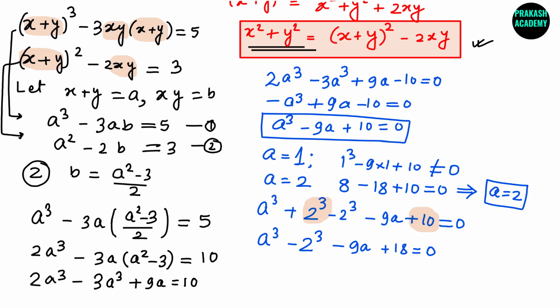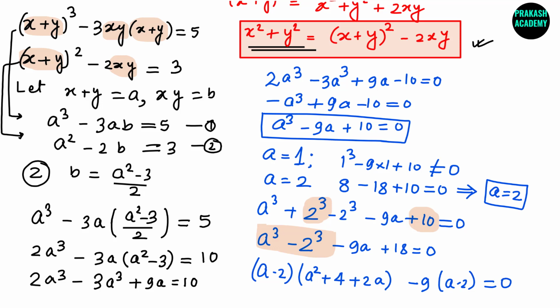Now this term, that is a cubed minus 2a squared. So this term is what? This is a cubed minus b cubed. So the formula for a cubed minus b cubed is a minus b into a squared plus b squared plus ab, and here we have b equals 2. So a squared plus 2 squared plus ab, that is 2 times a. And then here, if you take minus 9 common, you will have a minus 2, and this equals 0.